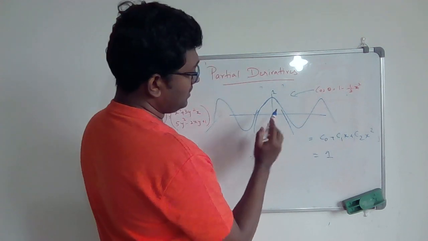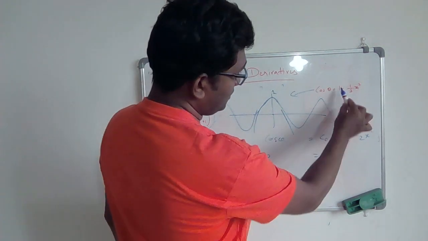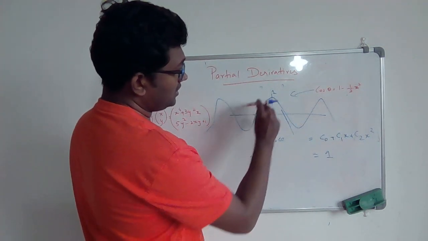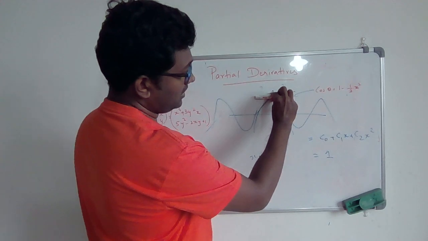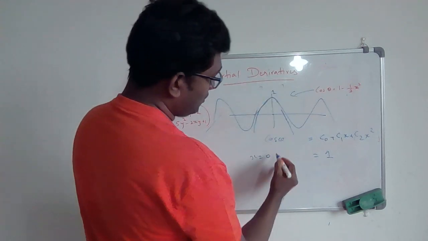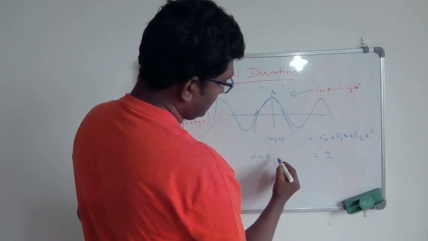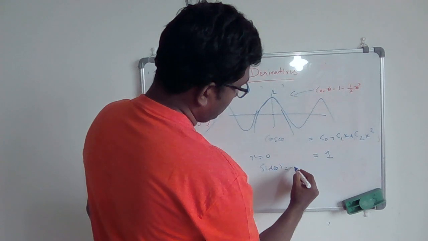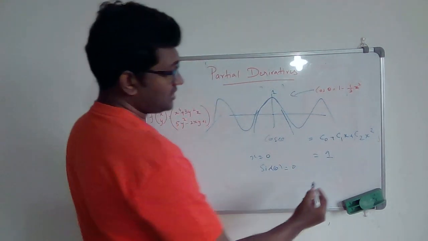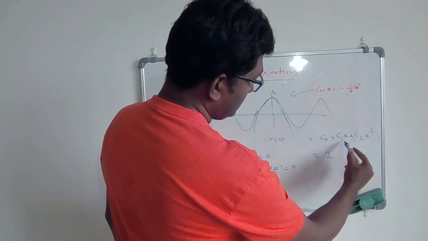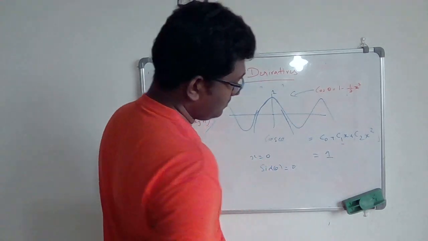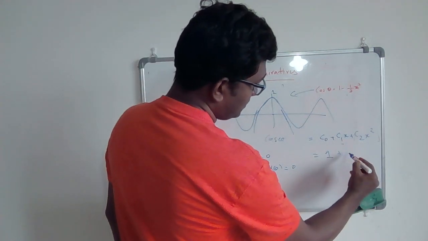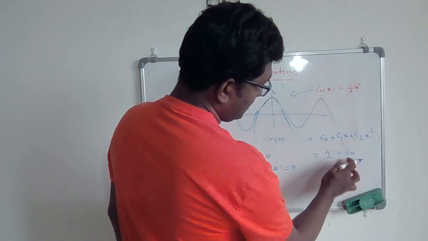Now, we found the first term. The next term: we want to find an equation such that the slope is 0 at this point. The first derivative of cos theta is minus sin theta, and sin 0 is 0. So this is the first order derivative. If you put C1 as 0, the first derivative will become 0, so this becomes 0x if you take the first order derivative.